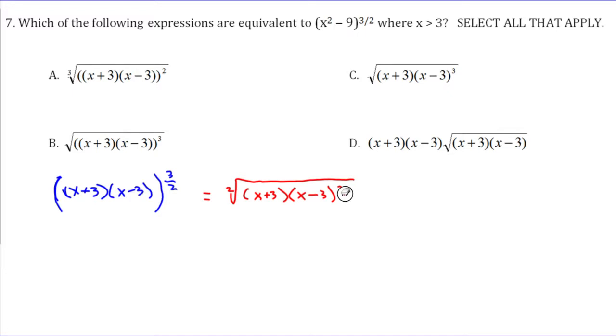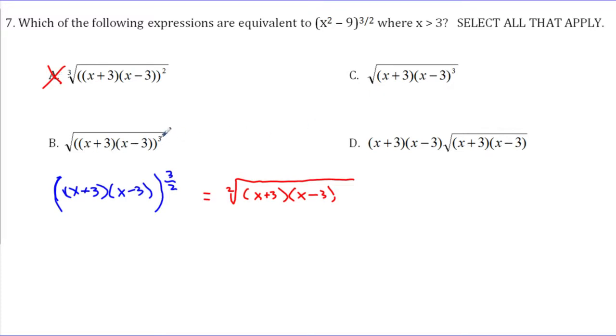So the first thing we're going to do, let's pause and look at our choices. I'm looking at my choices, and I'm saying, hold on, this has an index of 2. Choice letter A has an index of 3. This is cube rooting, this is square rooting. So I can definitely say A is not a possibility. All right, so let's get rid of that one.